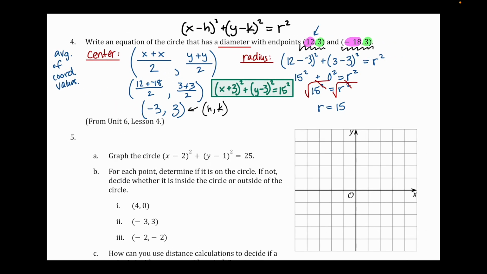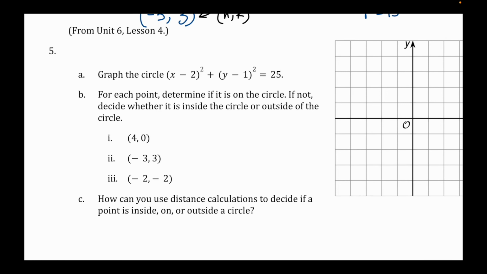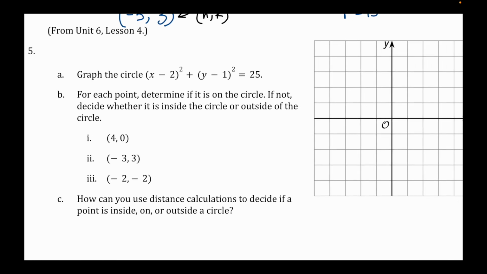Okay, let's move on to question 5. We're going to graph this circle and then do some other stuff first. So let's find our center. I'm going to identify what's h, what's k, and what is r. So h, k is going to be 2, 1, and because this is r squared, my radius is going to be 5. I tend to write it as 5 squared, but you have to double check. We have to use the square root of this to get this number.